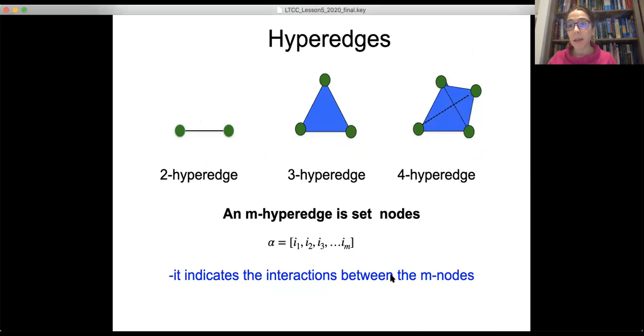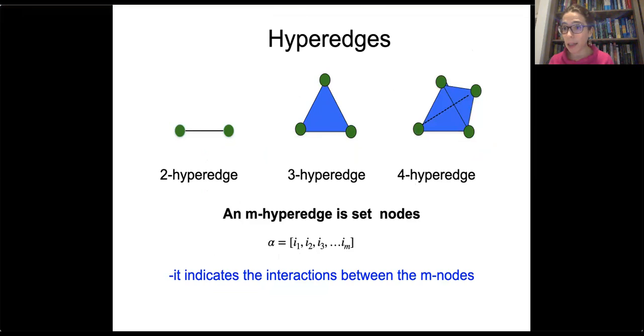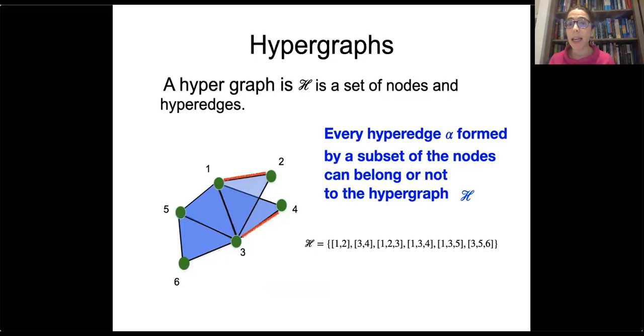So these higher order networks include hypergraphs. Hypergraphs are formed by hyperedges. A 2-hyperedge is just a link. A 3-hyperedge is formed by a 3-body interaction, and a 4-hyperedge is formed by a 4-body interaction, like a clique of size 4. And this m-hyperedge really indicates the interaction between these m nodes. And a hypergraph is a set of nodes and hyperedges.